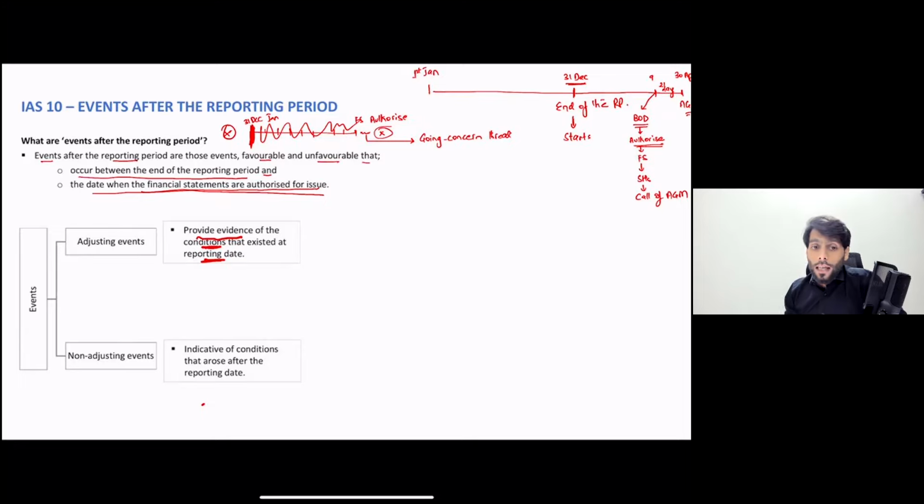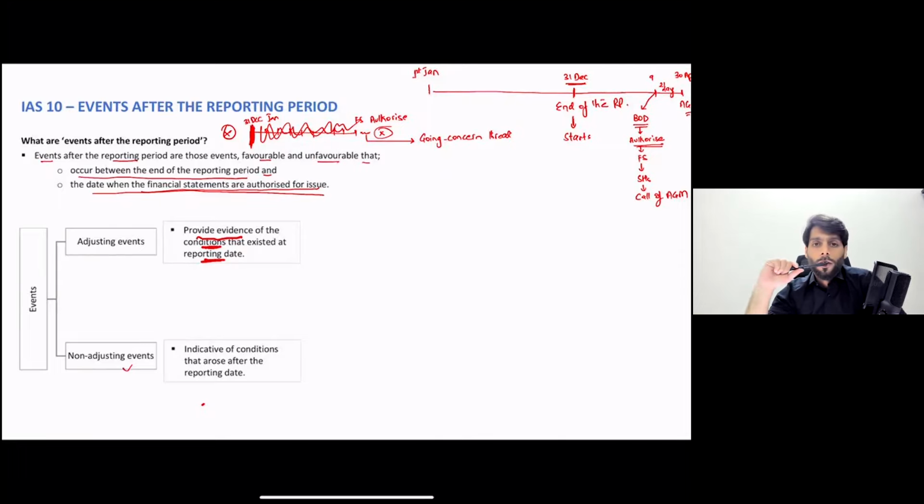However, if you see an event that happens during this period, but for such an event no conditions, no indications existed at the end of the reporting period, then it will be called a non-adjusting event.